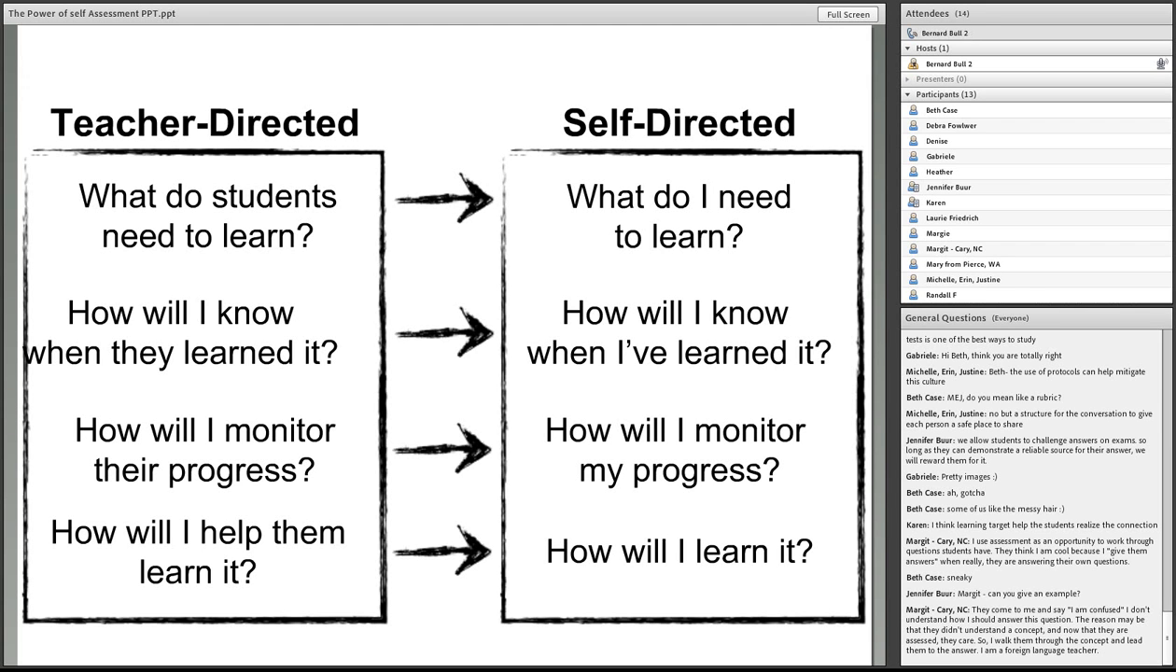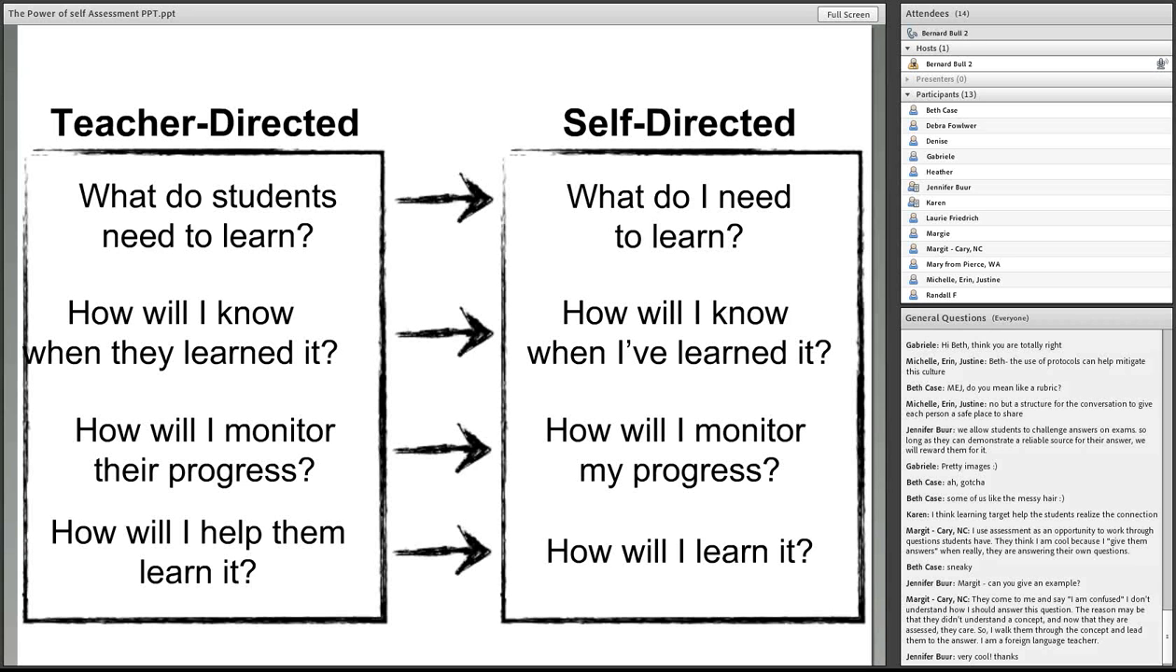On the left-hand side, then, for the third one, we have, how will I monitor their progress? So this is where the teacher plans for formative feedback and plans for tools for checking the student's understanding as they progress. But on the right-hand side, in the self-directed, the learner is saying, how am I going to monitor my own progress? And the learner is taking responsibility for creating some plans for formative assessment along the way.